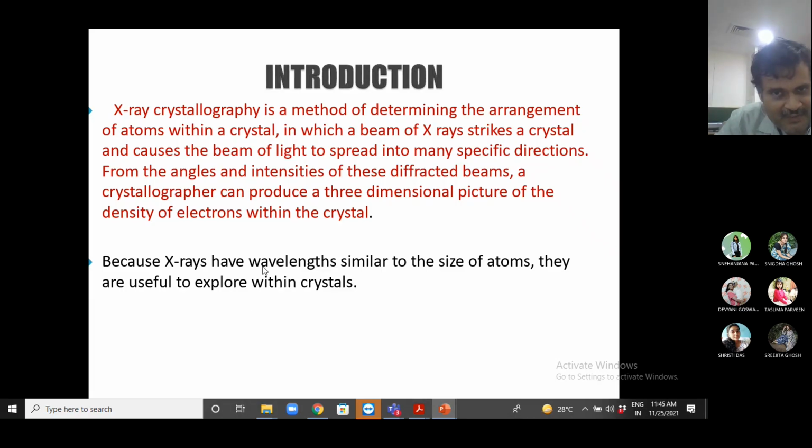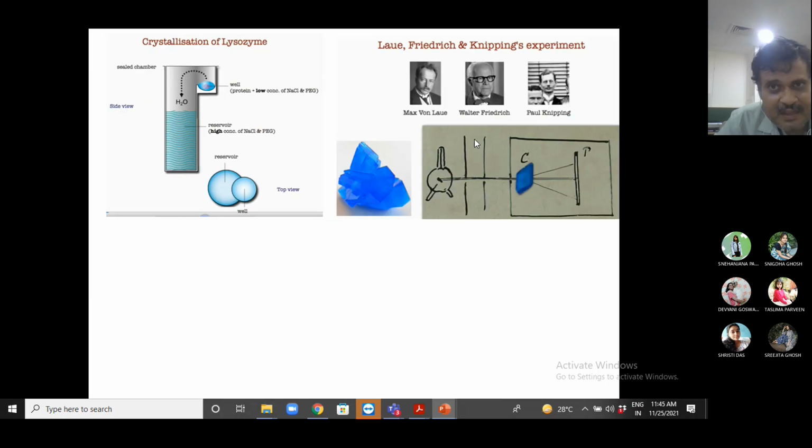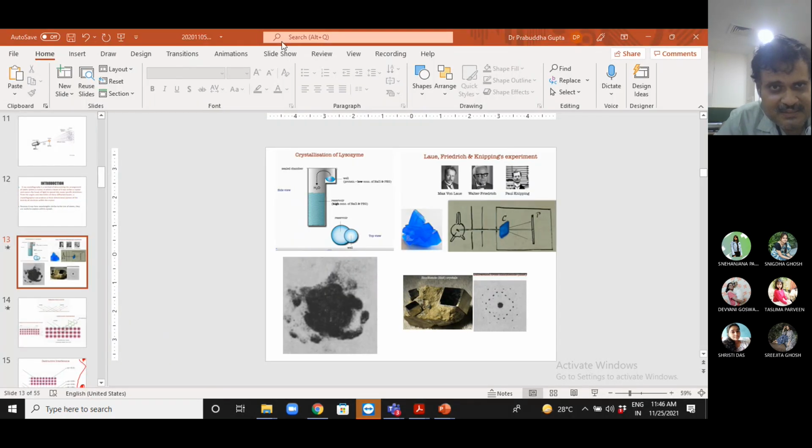Because X-rays have wavelengths similar to the size of the atoms, they are useful in exploring within the crystal. Again, this is from the previous years.